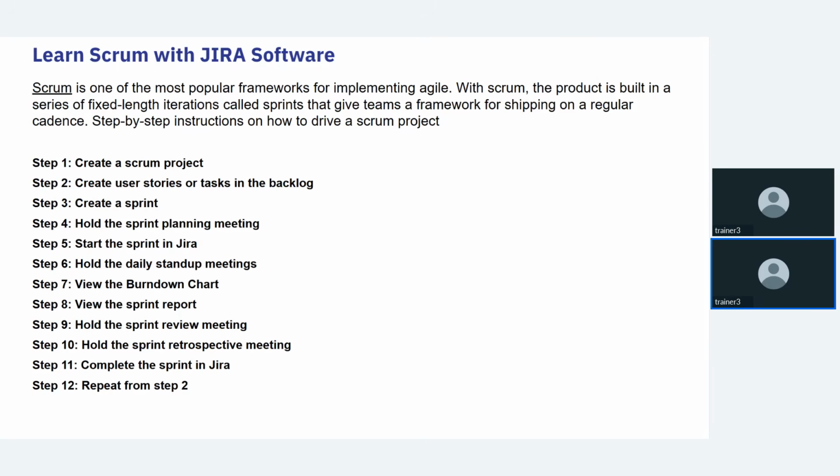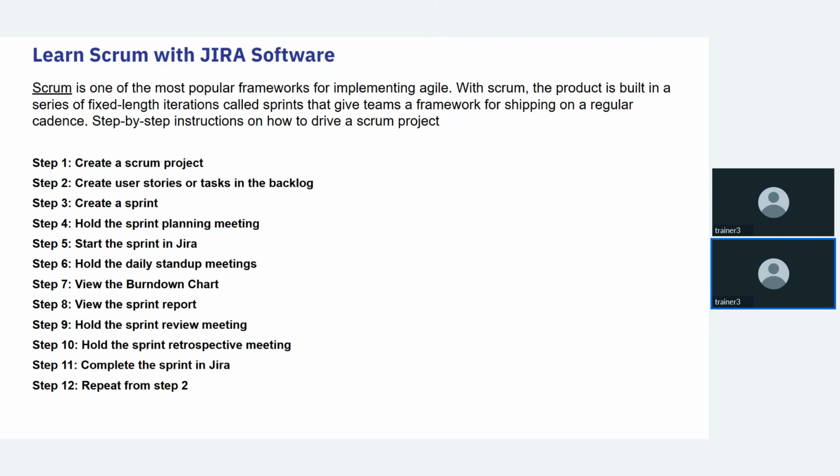You have software such as Jira, which will help you do this task. You can go to Jira and check the frameworks. The product is built in a series of fixed-length iterations called sprints. Here are regular step-by-step instructions on how to dive into Scrum. You need to create a Scrum project first in Jira. Jira is software that handles this complete agile methodology.